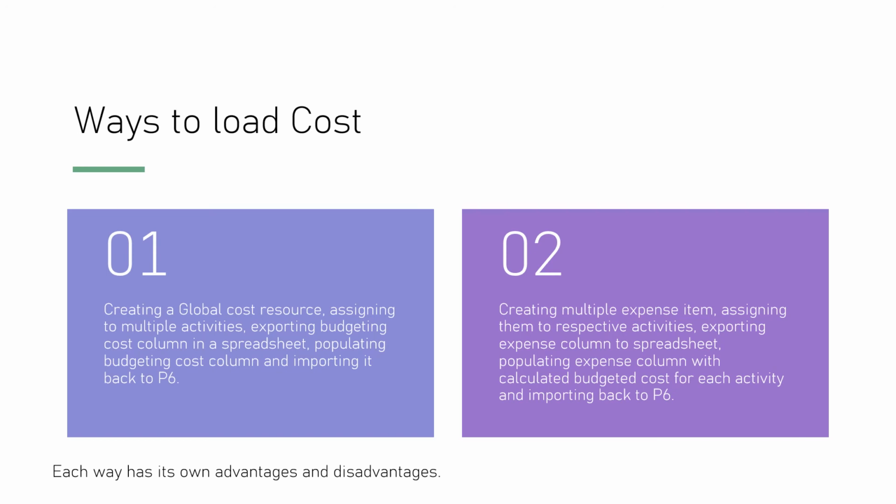Ways to load cost. The first one is to create a global cost resource assigning to multiple activities, exporting budgeted cost column in a spreadsheet, populating budgeted cost column, and importing it back to P6. The second, creating multiple expense items, assigning them to respective activities, exporting expense column into spreadsheet, populating expense column with budgeted cost for each activity and importing back to P6.